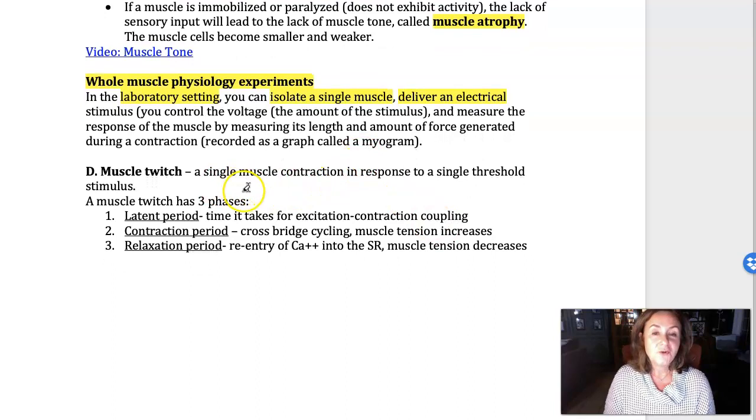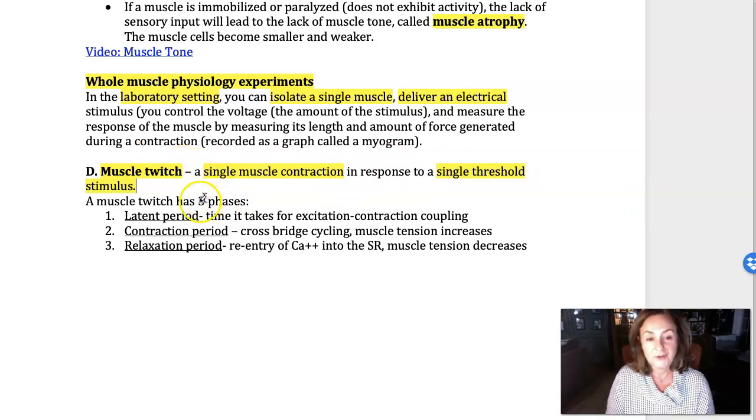What you could generally do is you could put the electrode in the muscle and give it a stimulus, like a subthreshold stimulus, and nothing happens. No tension is generated. So I could do that. I could keep increasing the amount of electrical stimulus that's given to the muscle until I reach a threshold stimulus. Then I would know what the threshold stimulus is. And when I give a threshold stimulus, this is the response that I see. I see a single muscle contraction in response to that single threshold stimulus.